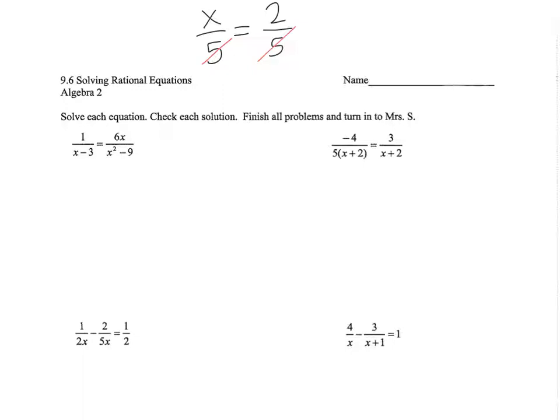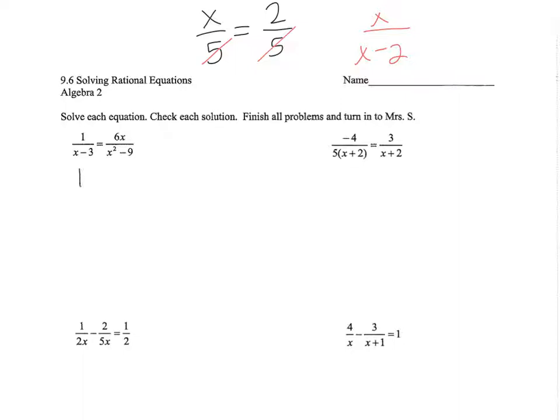So with these, you always need to check to see your restrictions as well. You don't want to end up with something like x equals 2, but then have a restriction with 2 in the denominator. So always check to see what your restrictions are at the end.